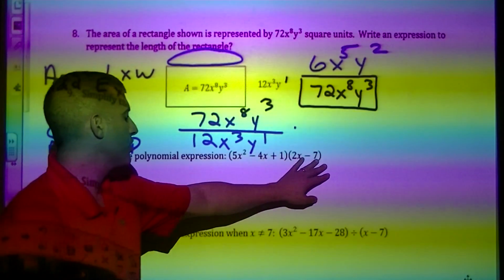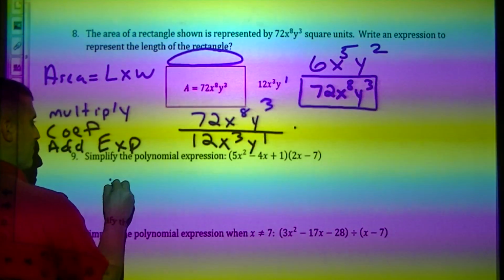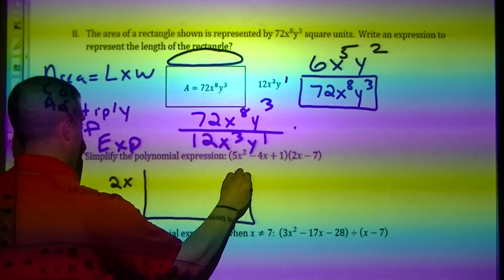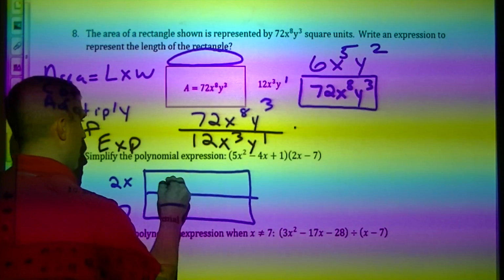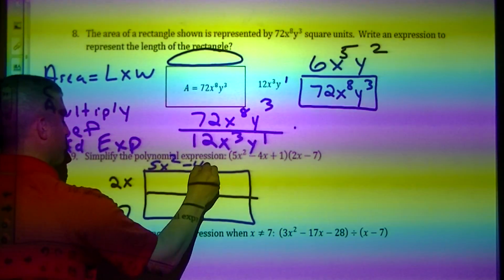Simplify the polynomial expression. So this is multiplication. What I'm going to have is a box where it's a 2x and a negative 7. Up top, I'm going to have 5x squared minus 4x plus 1.